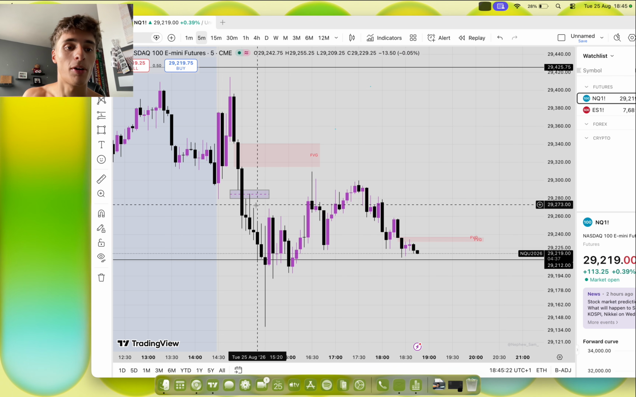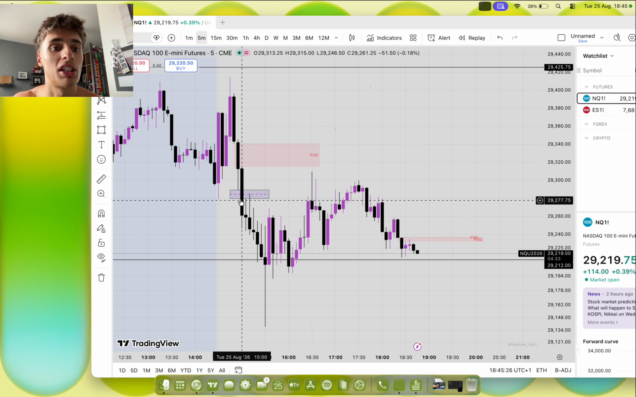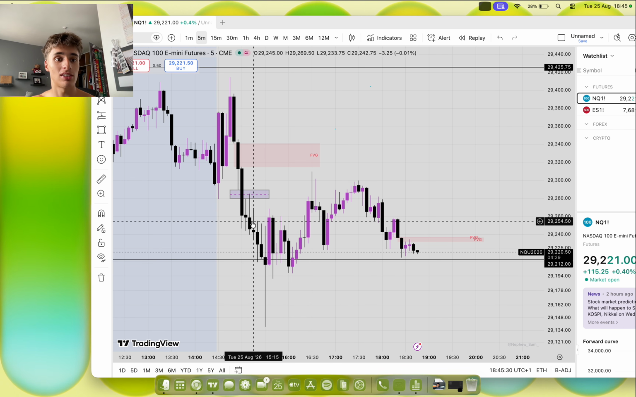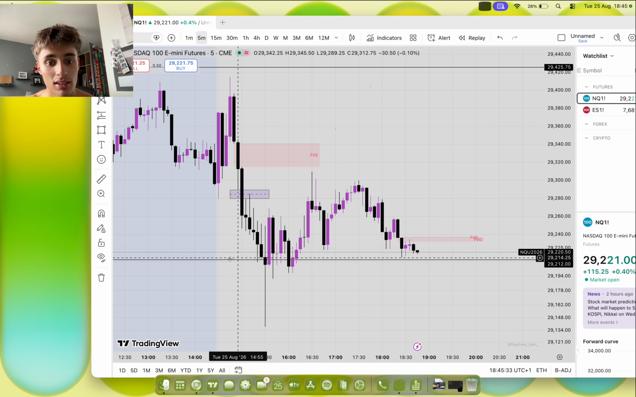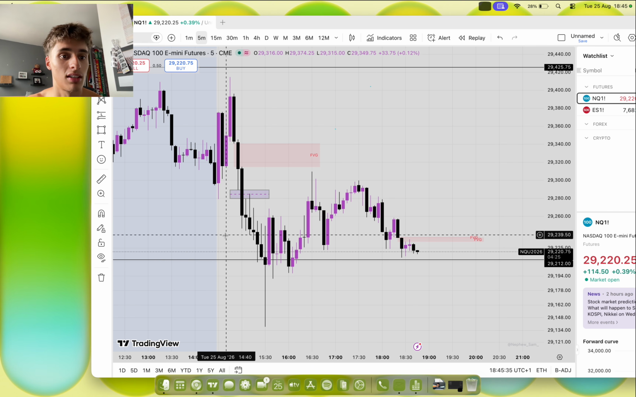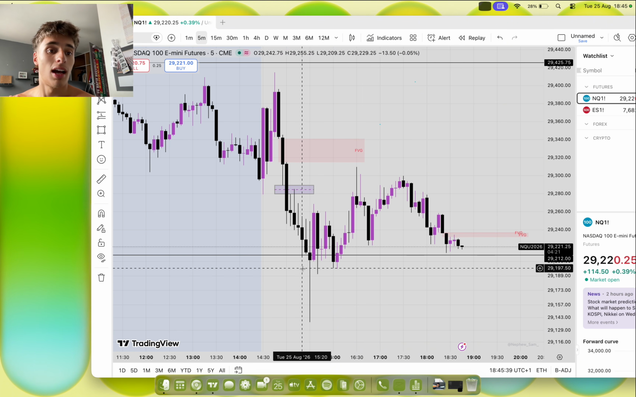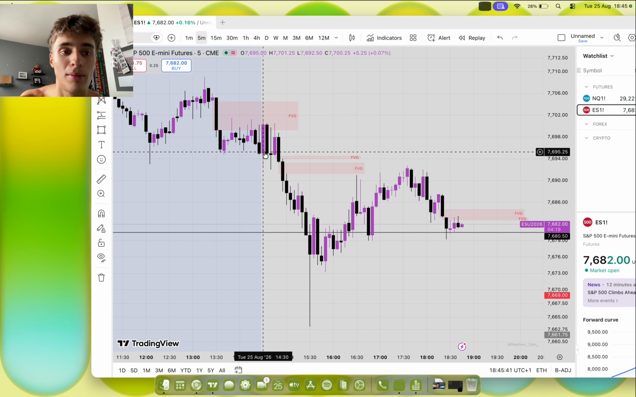However, because my bias was bullish and this would have been a short, I wanted a bit more confirmation. So I could have entered here. I could have waited for a break of structure to the downside on the 1 minute, and I would have targeted this area, an area of liquidity somewhere over here. So I would have targeted that. However, we hadn't. I wanted a bit more from ES.